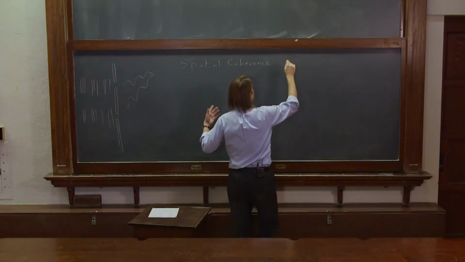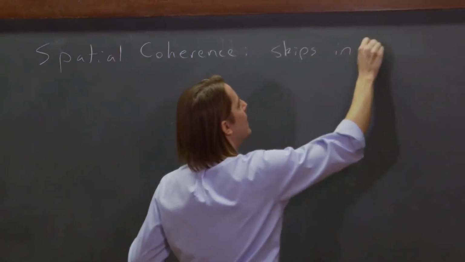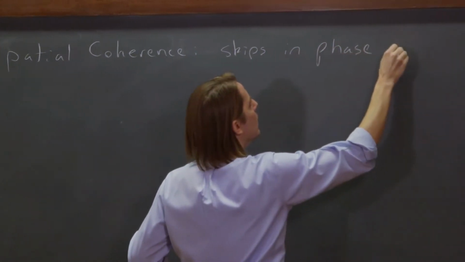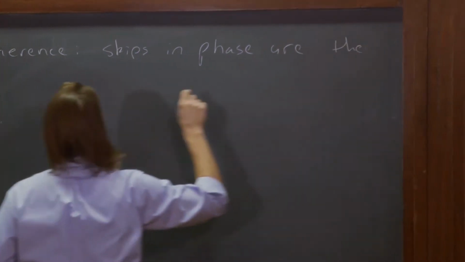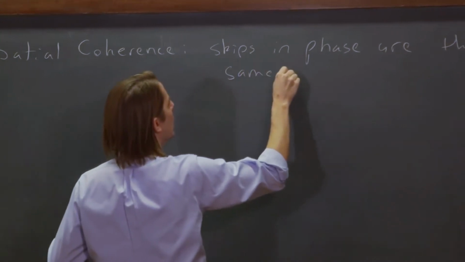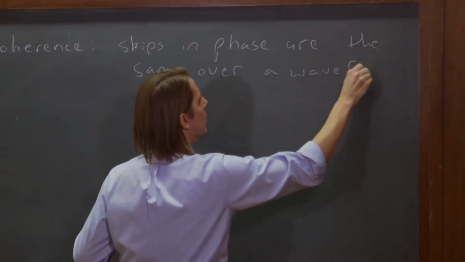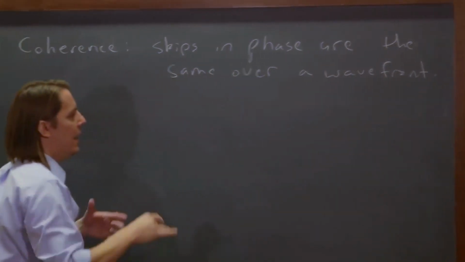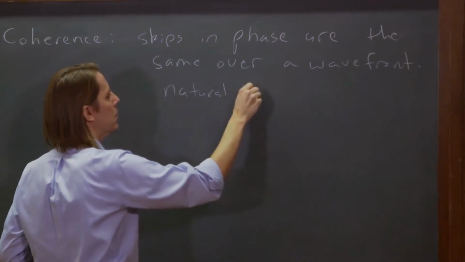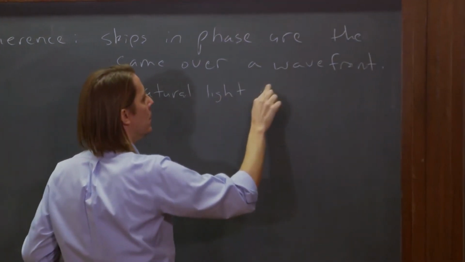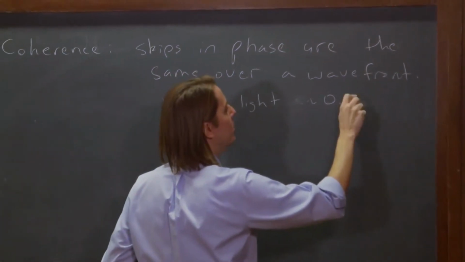And just a simple definition would be the skips in phase are the same over a wavefront. And how much of a wavefront? So for natural light, it's about 0.1 millimeters, say. Not meters, millimeters.